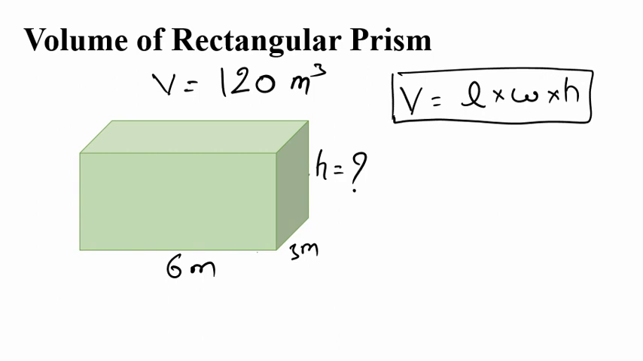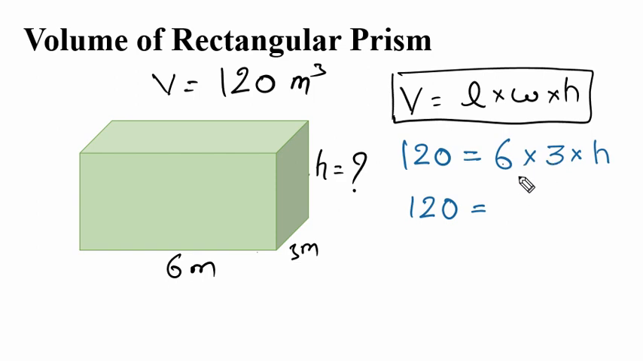Second, you will substitute the values. Volume is how much? 120 equals length 6 meter, width 3 meter, and the height we don't know. We want to find the height. So 120 is equal to 6 multiply 3, 18, multiply height.